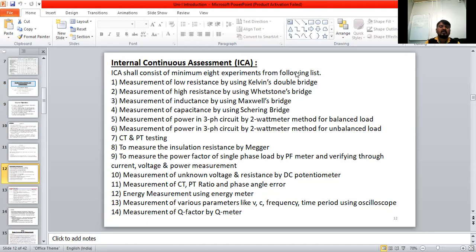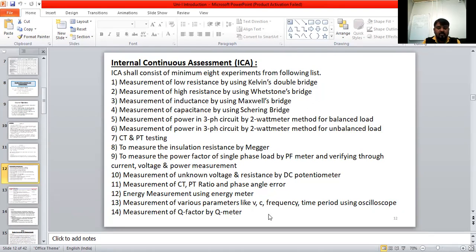Out of these 14 experiments, how many do we have to conduct at minimum? 8 experiments minimum we are talking about. Minimum 8 we have to conduct, but maximum you can conduct all 14, and you can even add other experiments and conduct them here.